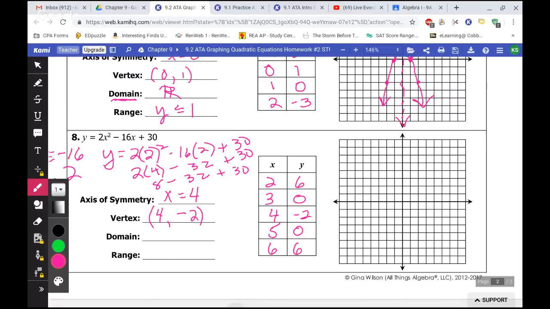Good job. What is the domain? All real numbers. What is the range? y is greater than or equal to -2. Good job. You did great. So you understand all of it.